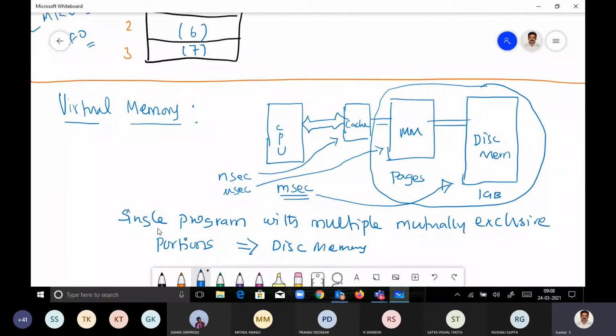Now, this concept, writing a single large program with multiple mutually exclusive portions, is usually called memory overlay. Okay, I stop at this point. Please let me know whether you are getting what I'm talking about. If you are not able to understand, please let me know, and I will clarify again.